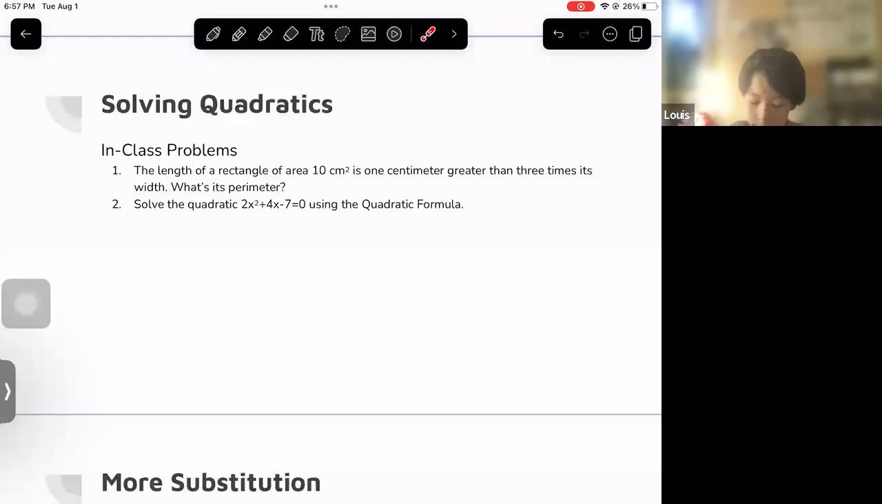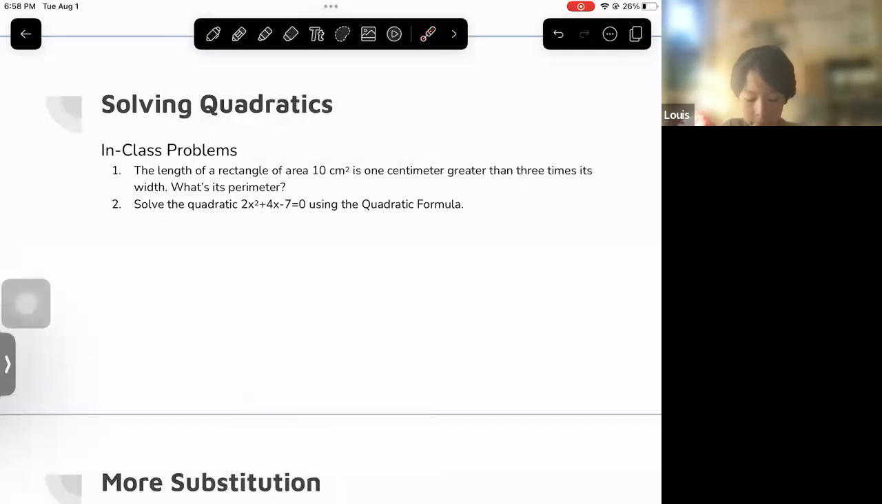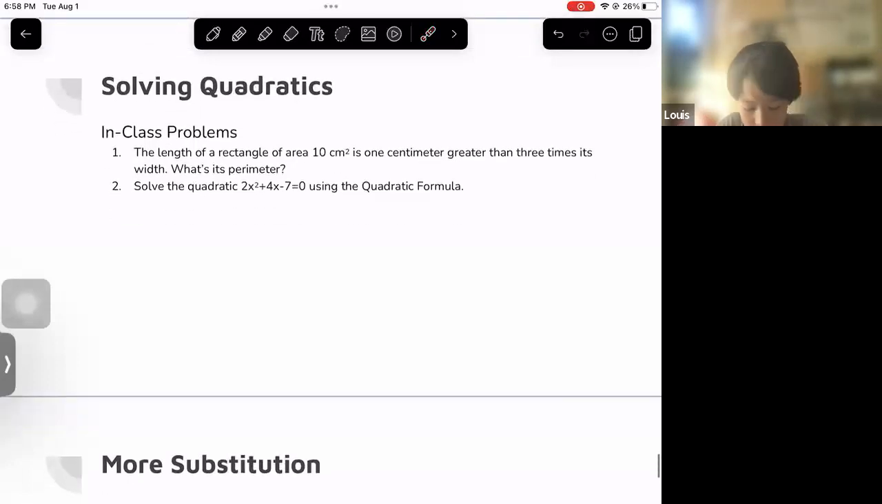Okay, so I'll go over these problems now. So, first problem, the length of a rectangle of area 10 centimeters squared is 1 centimeter greater than 3 times its width. What is its perimeter?